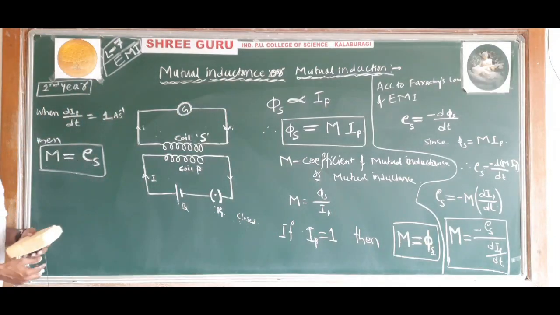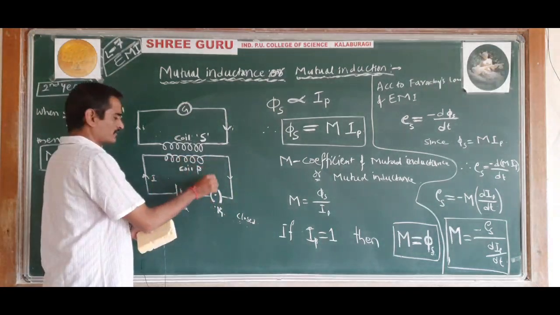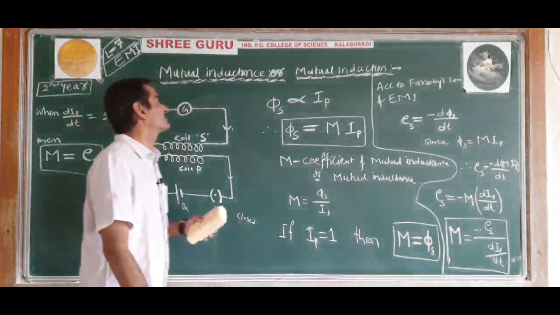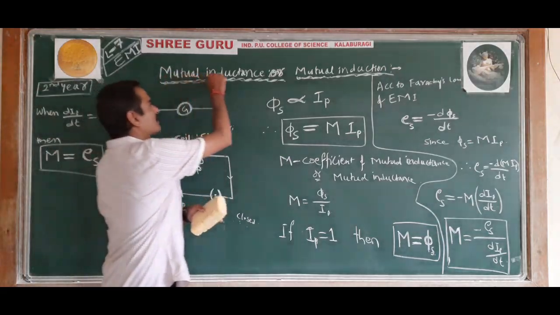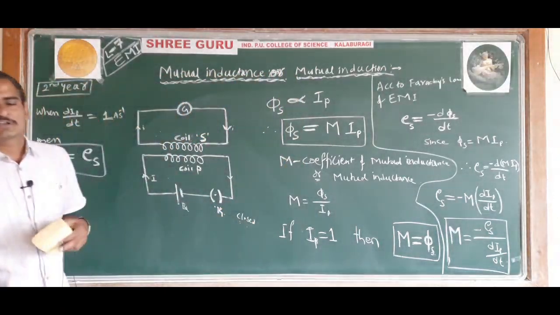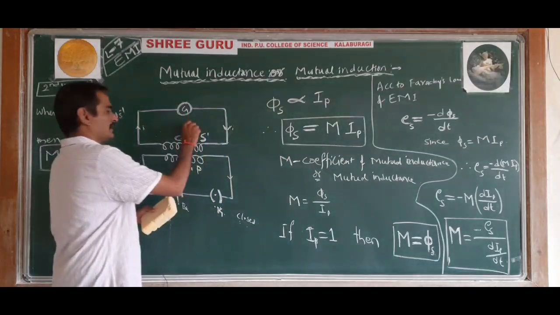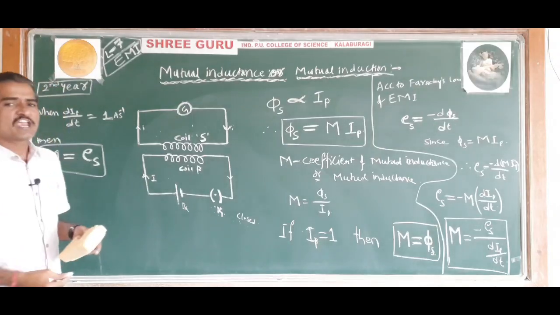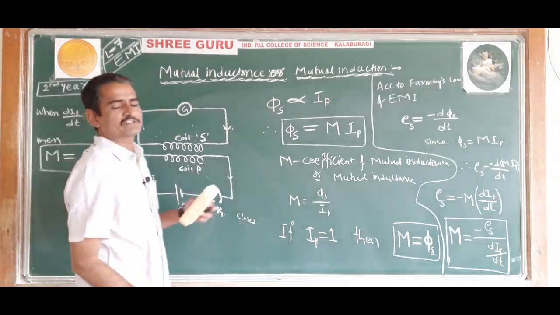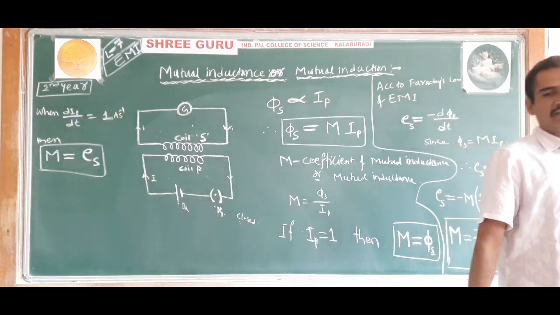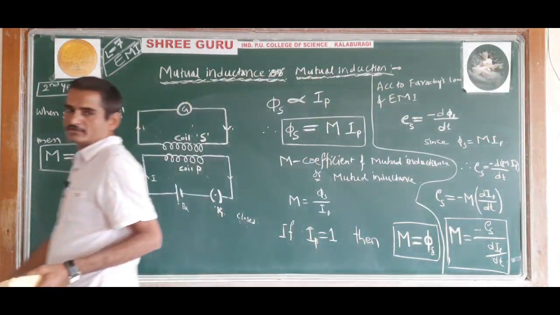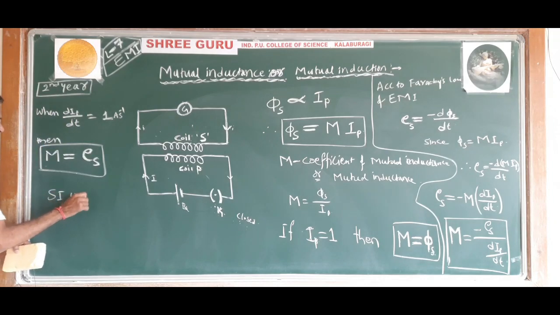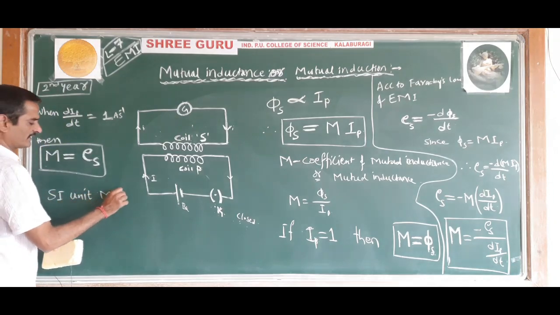Understood? So mutual inductance is nothing but, when the current is flowing, that is the phenomenon. Just telling once again the definition: what is mutual inductance in general? The phenomenon in which an EMF is induced in one coil due to the change of current through the neighboring coil is called mutual induction. Understood?